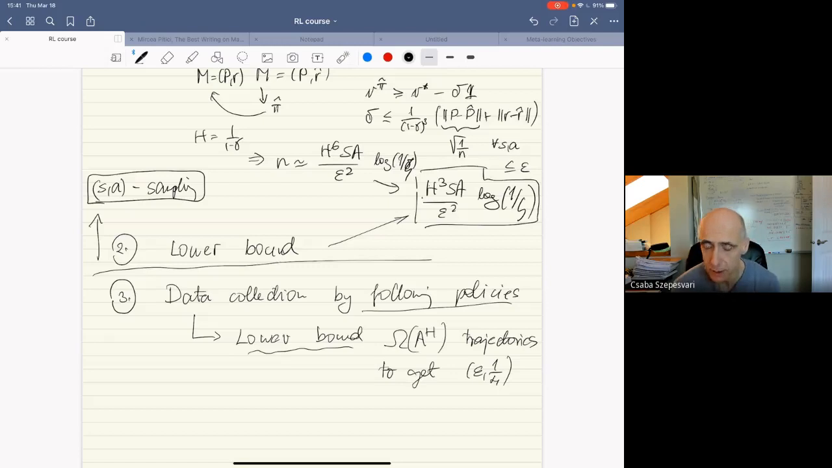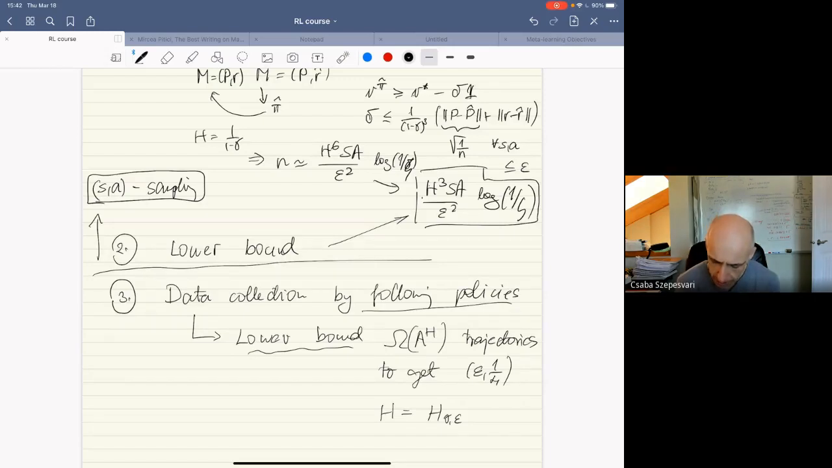There is always, no matter how you choose the algorithm, an MDP such that under that MDP the algorithm is going to need this many trajectories, A to the H trajectories. Actually, it's H times A to the H, where H is the effective horizon at accuracy epsilon and discount gamma.